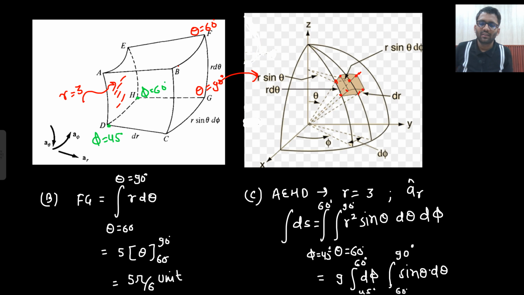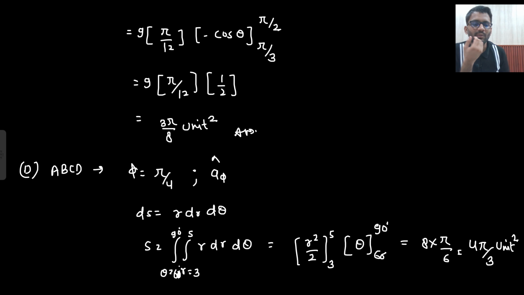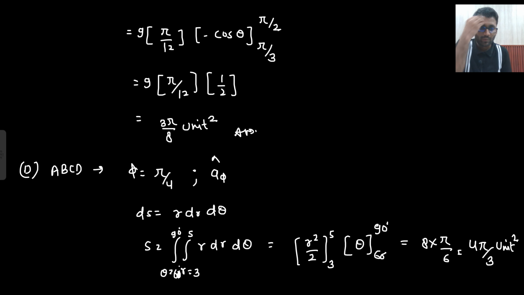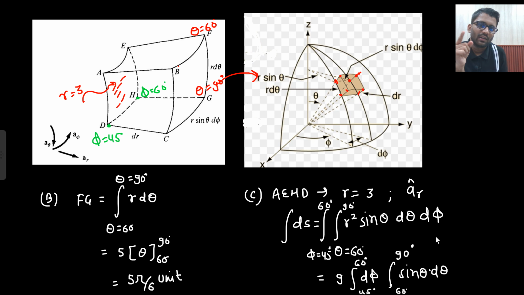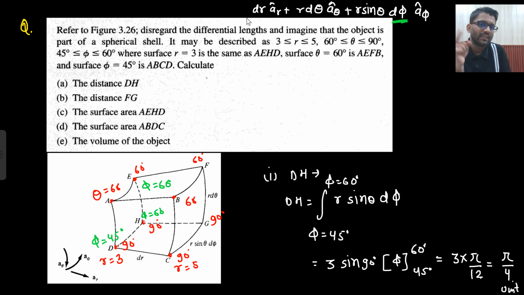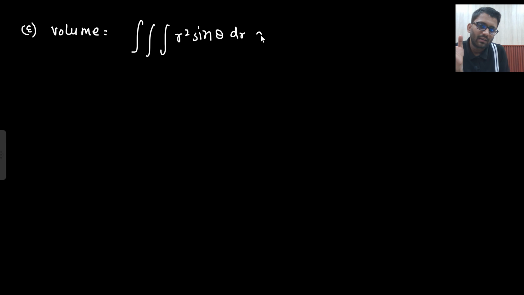E, what they are saying is you need to find the volume of the object. So what will be the volume? All the limits will come. In volume you need to take all the values: r square sin theta dr d theta d phi. From here you get to know r square sin theta.